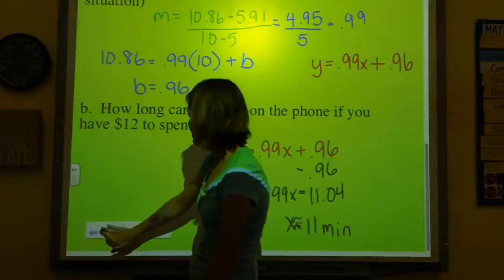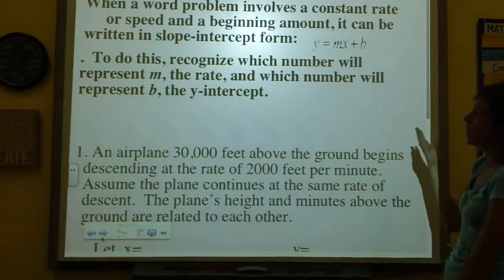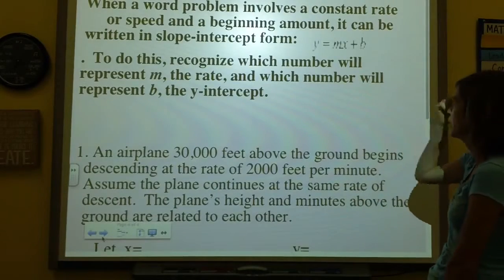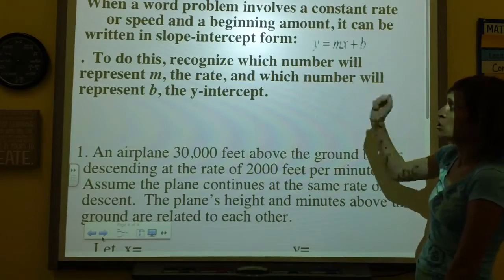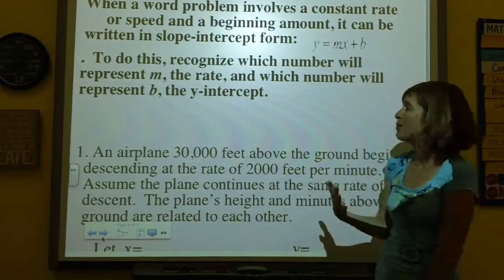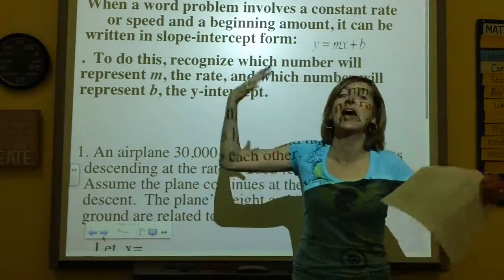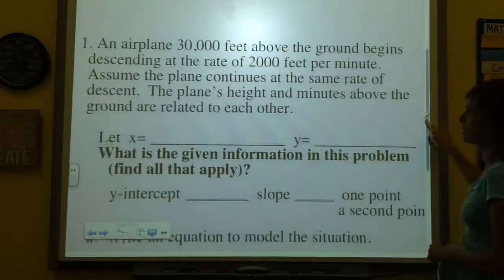All right, last example. When a word problem involves a constant rate or a speed and a beginning amount, it can be written in slope-intercept form directly. To do this, you have to recognize which one is my M and which one is my B, which we keep talking about. M is the changing value, B is the fixed value that you started with. Okay.